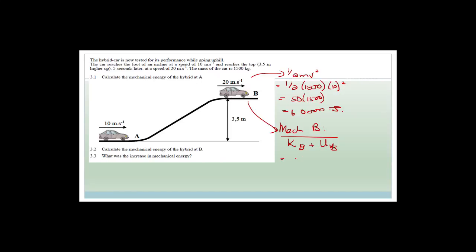So the potential energy of b is equal to the mass of the car, which is 1500, times gravity, which is 9.8, times the height, which is 3.5, plus, sorry, I want kinetic energy. Still mass, but then it's going to be a half m v squared. So we're going to times this by a half. Plus a half times the mass, which was 1500, times velocity squared. And they tell us that the velocity is 20, so 20 squared. Sorry, for some reason I can't write today. I don't know why.